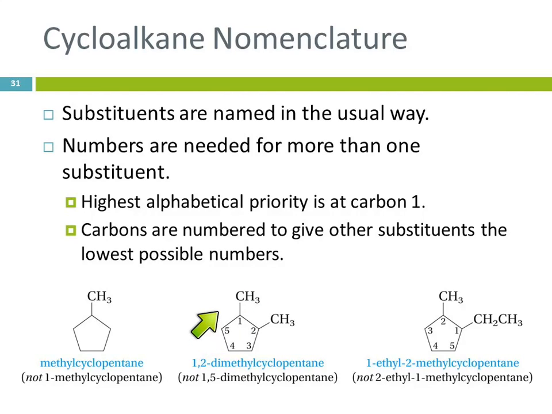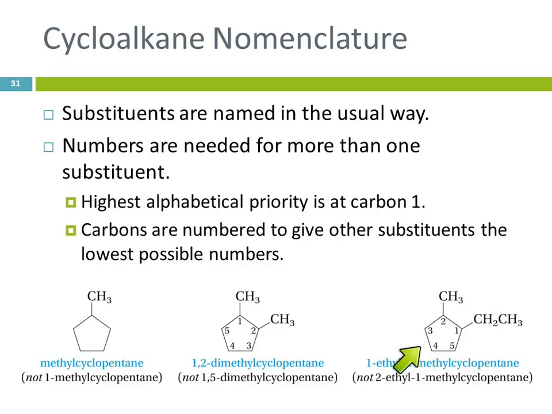Here we have 2 methyl groups on the cyclopentane. So this is dimethyl cyclopentane. And one of these is going to be number 1. If we number this way, 1, 2, we get 1,2-dimethyl cyclopentane. If we were to number the other way, we'd end up with 1, 5. And we don't want to do that because that's higher numbers. These 2 are identical, and so you could call either of them number 1. It doesn't matter.